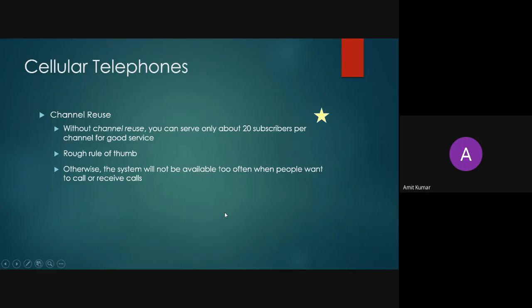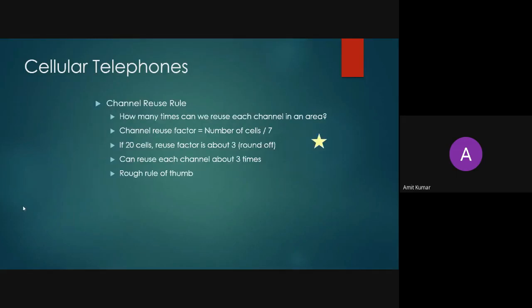If you don't use the frequency reuse concept, the number of people who can be served using that service will be very less. That should not be the case. So that's why you need to use frequency reuse, because as the number of users is increasing day by day, you need to increase the coverage area and the number of users who can connect.